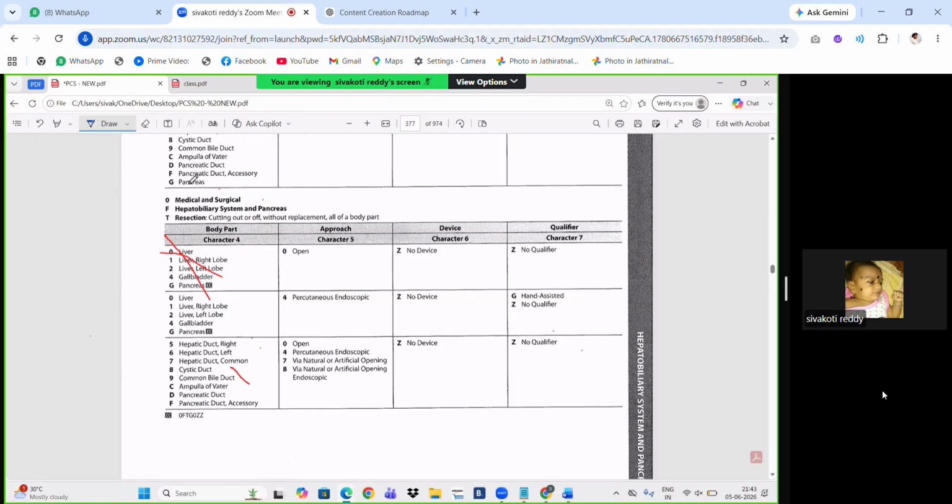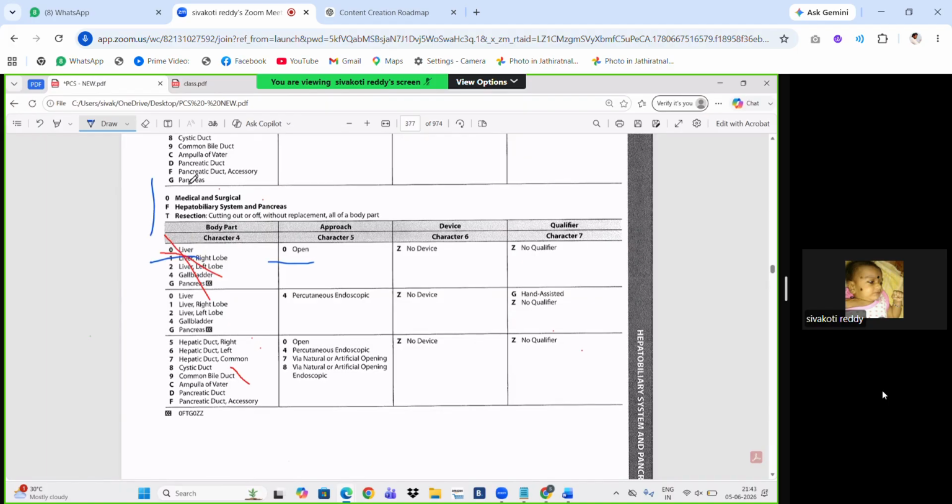0FT, then liver 0, Z0. Suppose they give cholecystectomy. What is the cholecystectomy value? 4. Gallbladder 0FT4. Laparoscopy means percutaneous endoscopy. No device, no qualifier, because they did not mention hand assisted. If they mention hand assisted, you will go with hand assisted. Suppose they give only cholecystectomy, 0ZZ.